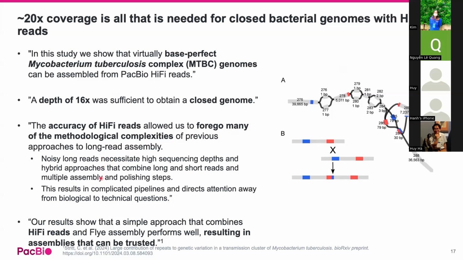Because of the accuracy of our HiFi reads, we can forgo many of the complex methods that were used in previous approaches. For example, you have to use a hybrid approach to combine long reads and short reads together for assembly. But because our HiFi reads are already accurate, we don't need to use the hybrid method. In this paper, you can see that they were able to identify duplications in the MTB genome, and the duplication is 7.2 kb long. So you actually have to sequence double this, around 15 kb, to identify these duplications. I don't think short reads would be able to identify this duplication.